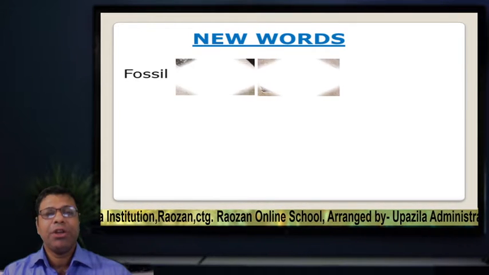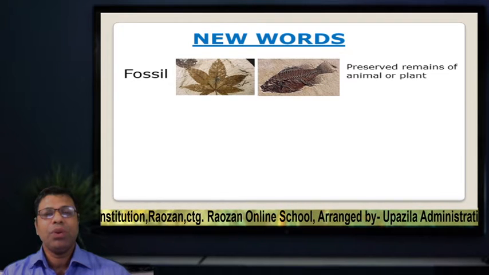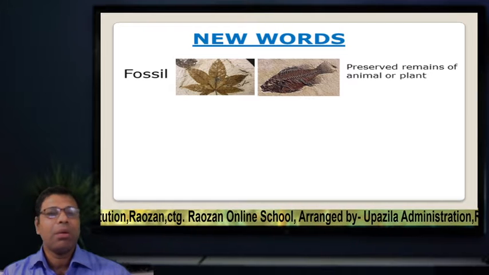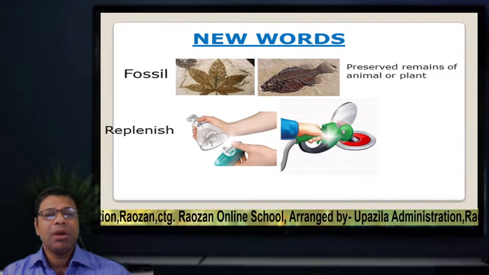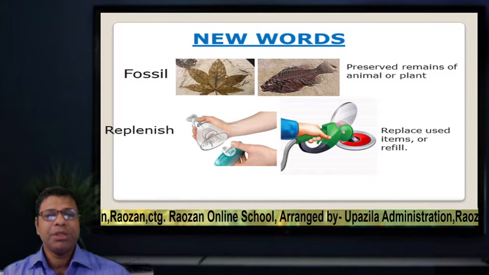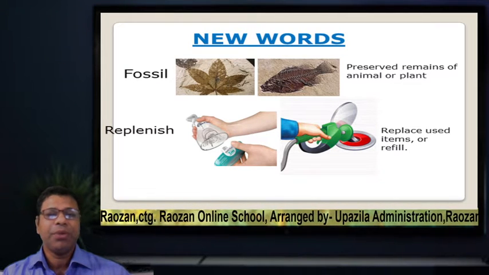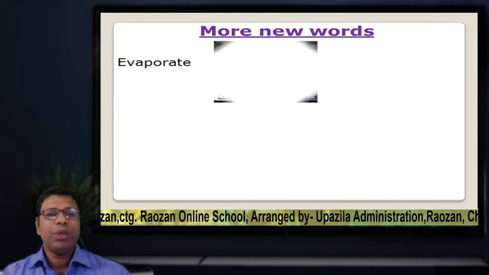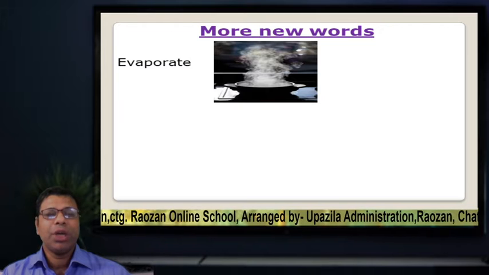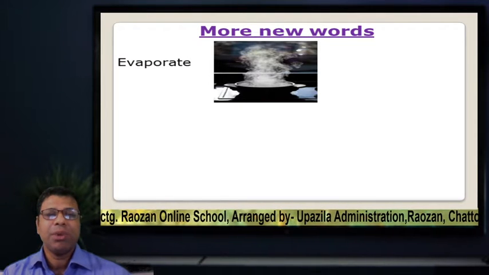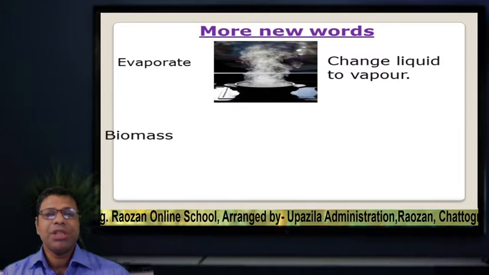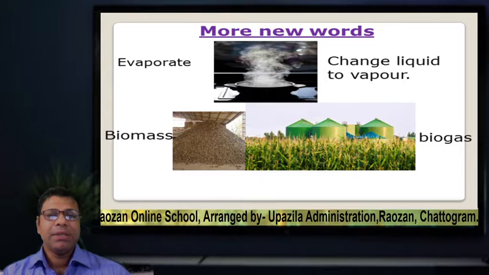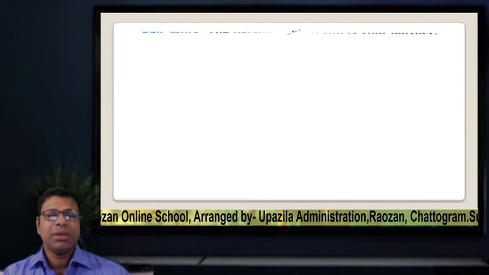Now, fossil, repeat after me. Fossil means preserved remains of animal or plant. This is called replenish, that means replace used items or refill. Now more new words. Evaporate. Look at the pictures. Some water is evaporating, and this means change from liquid to vapor. Biomass. This means biogas.